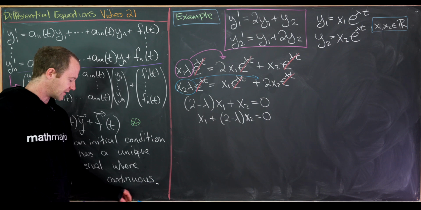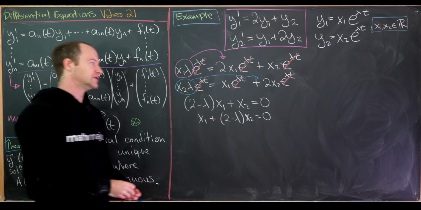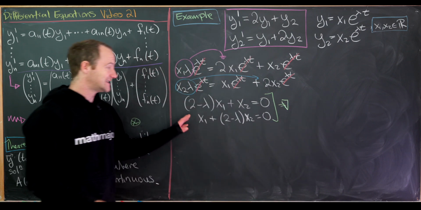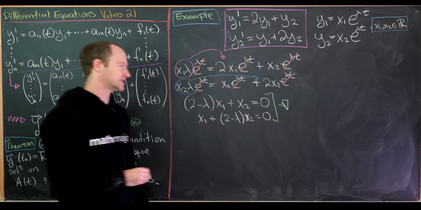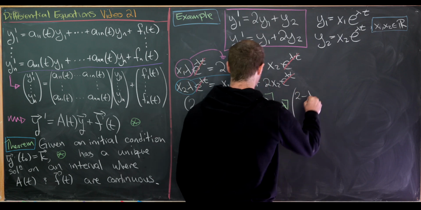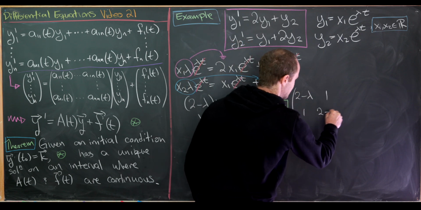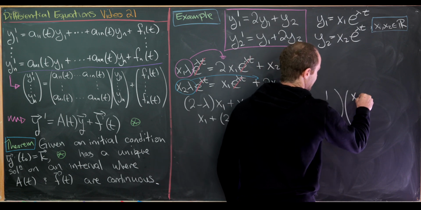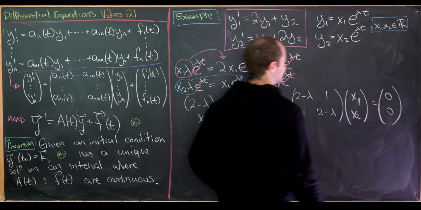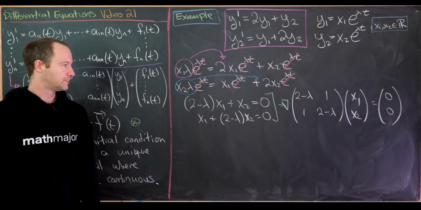But if we remember linear algebra, a nice way to do this is to rewrite it as a matrix vector equation instead of a system of equations. So let's do that. That turns into the matrix vector equation 2 minus lambda 1, 1, 2 minus lambda, hitting the vector x1, x2, and giving us the 0 vector 0, 0.